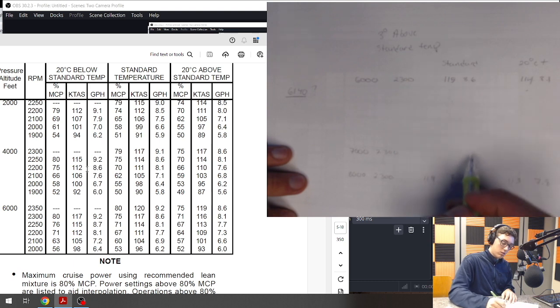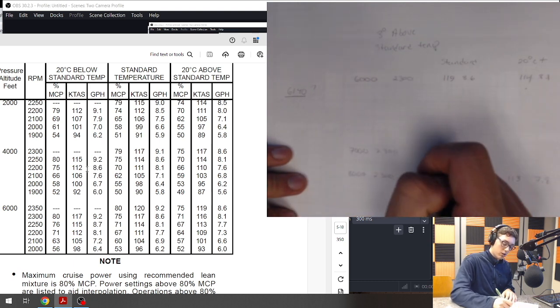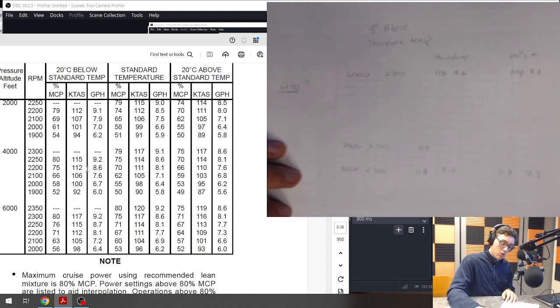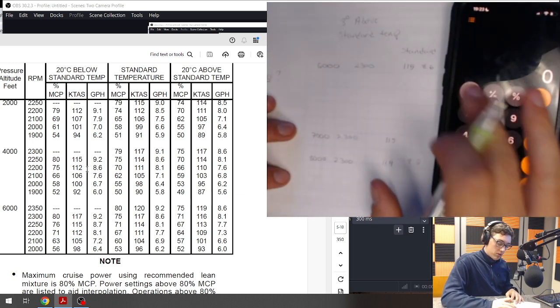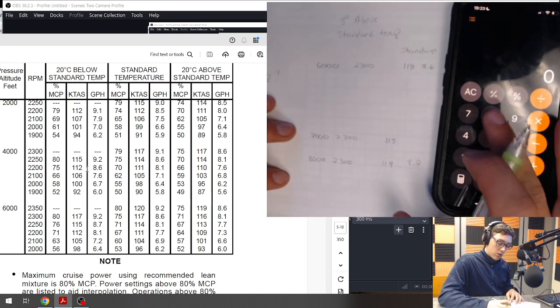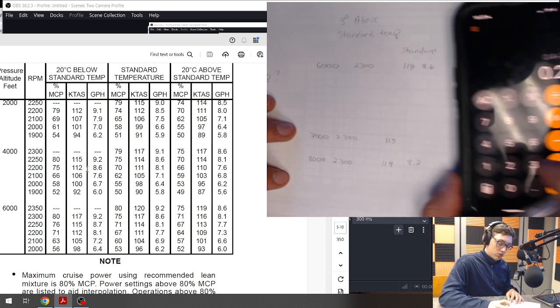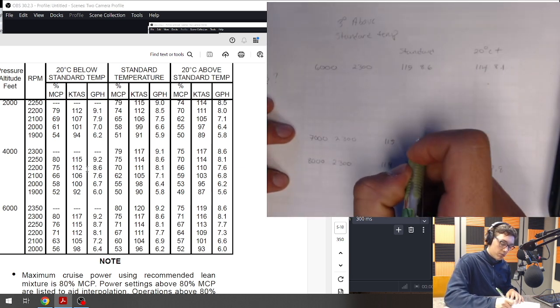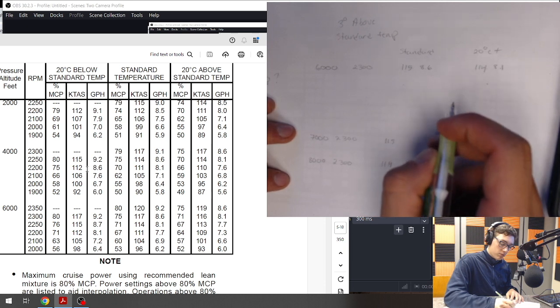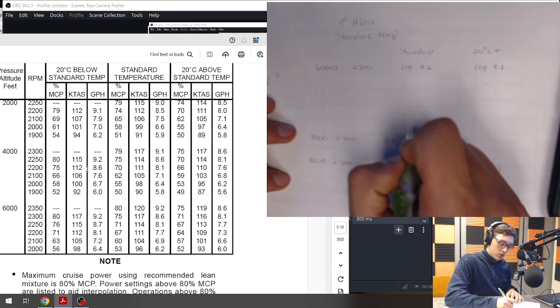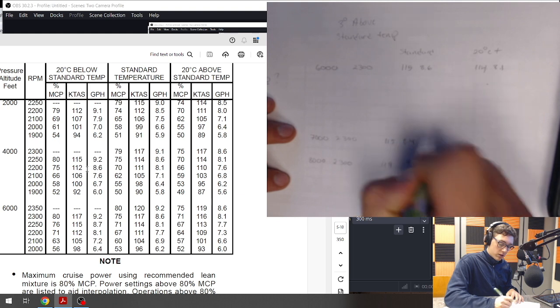Now, I always find it easier to just find the 7,000s, find the difference. We'll be operating closer to over here, so I'll just choose 115. Find the middleman in here. 8.6 minus 8.2, divided by 2, 0.2, 8.4. So it'll be 8.4 gallons per hour.